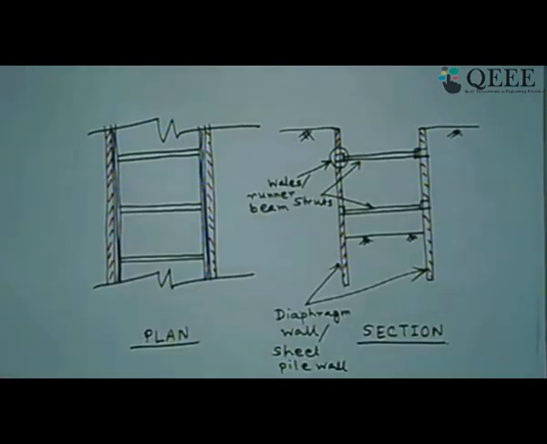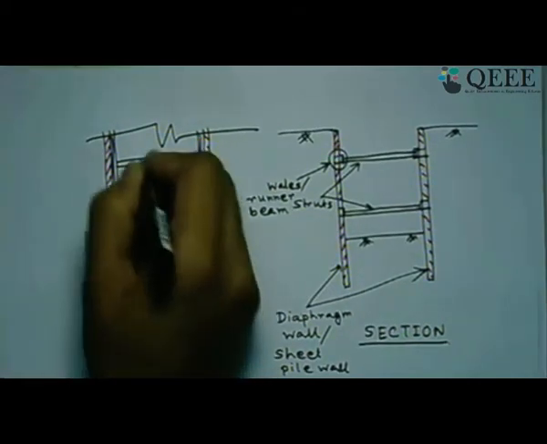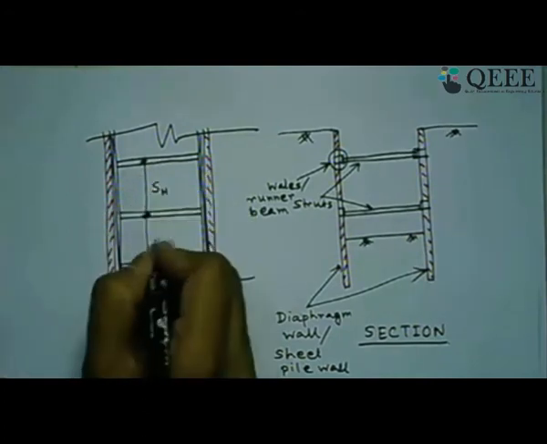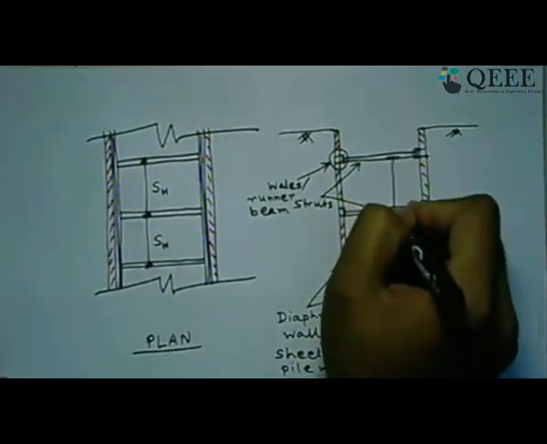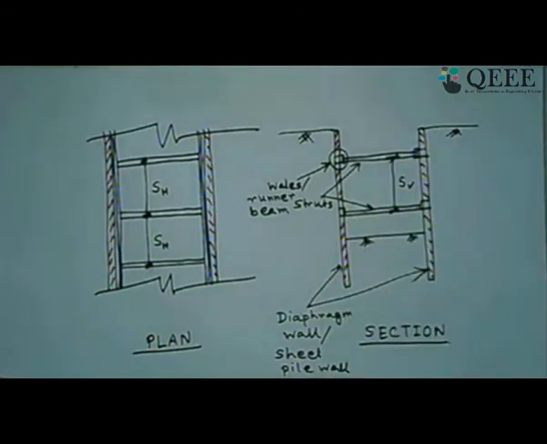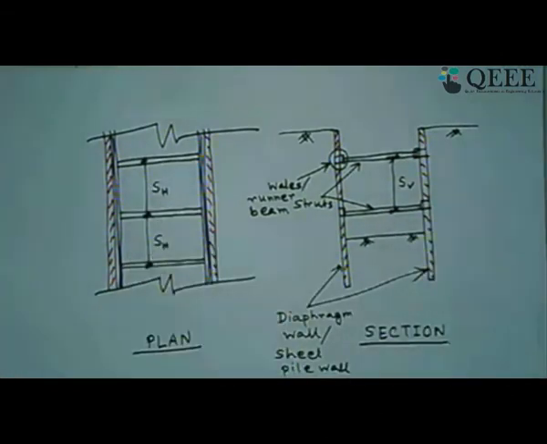And the struts are placed at some interval, which we call the horizontal spacing or spacing in the plan direction, and here we call the spacing of the strut in the vertical direction SV. So this is the vertical spacing of struts, this is the horizontal spacing of the struts. So this is how a bracing system will look like. Now let us come back to this slide again.